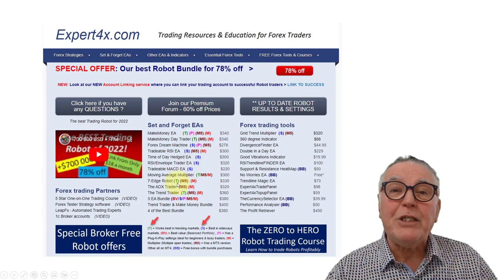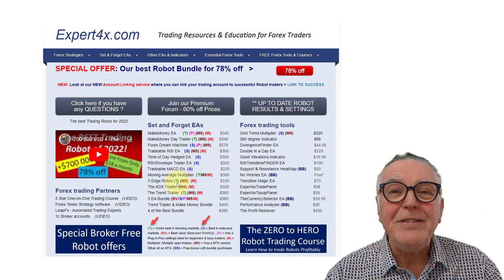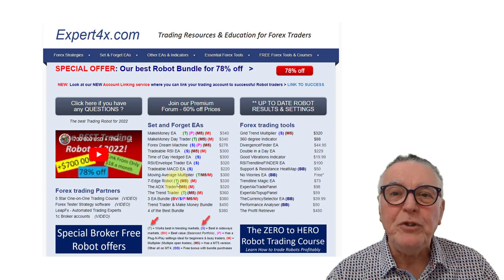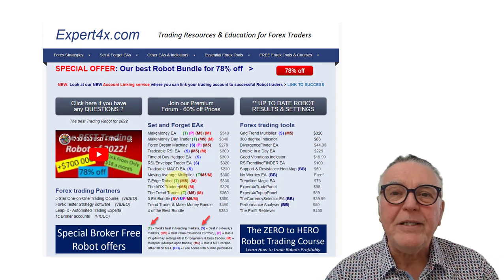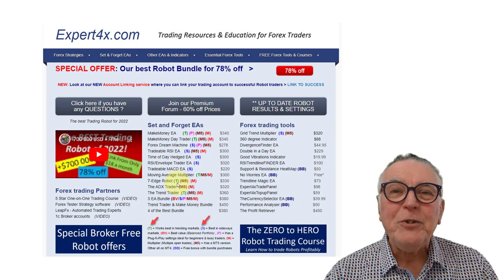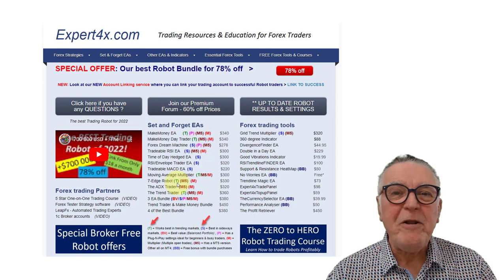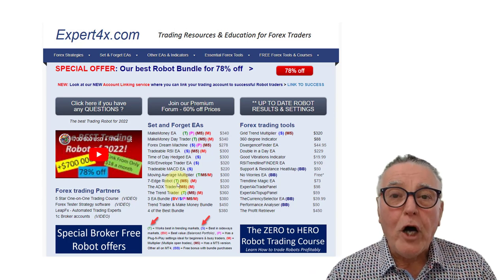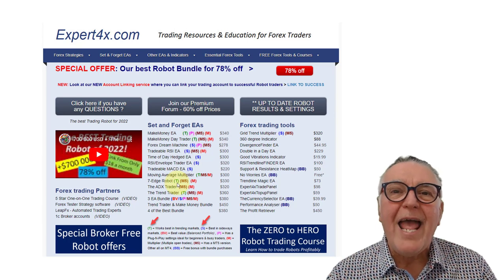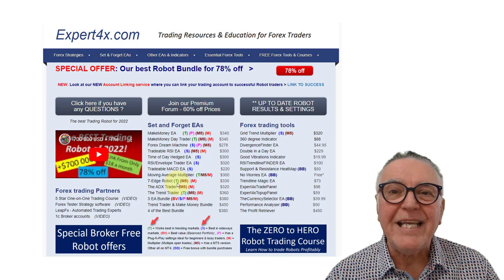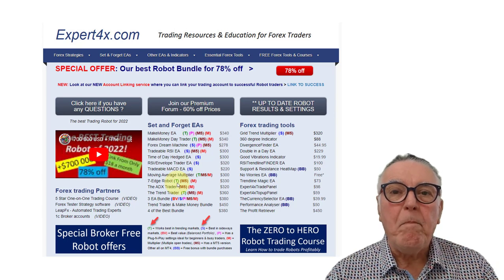So you mustn't go and trade a sideways currency if you've bought a trending EA, and you mustn't do the opposite. If you've bought a sideways EA or robot, you mustn't go and trade a trending currency. Very important, and I think this is one of the major causes for hardship as well as a lot of success if you can master the skill of identifying market phases.